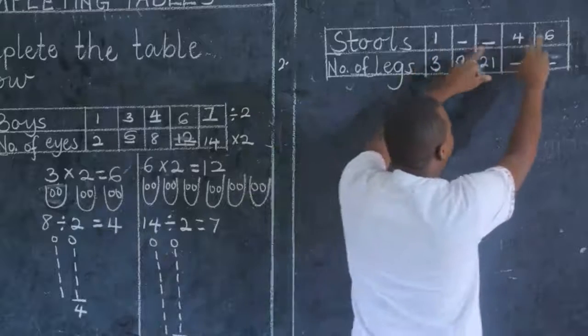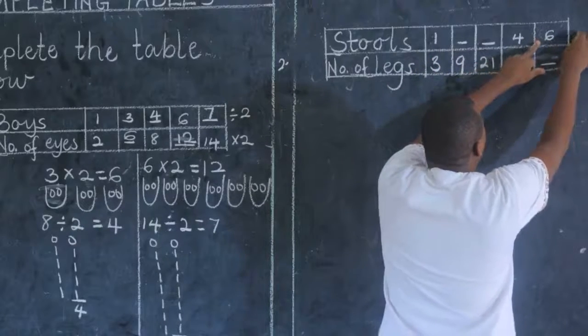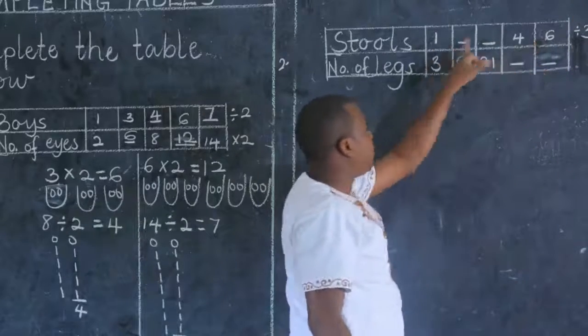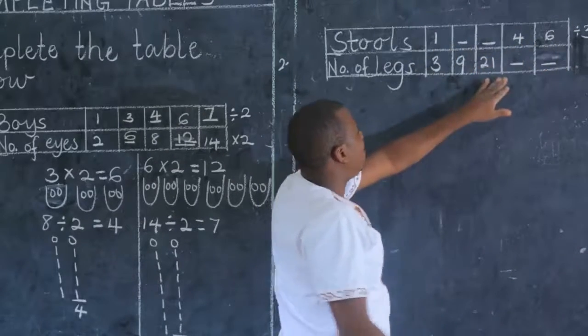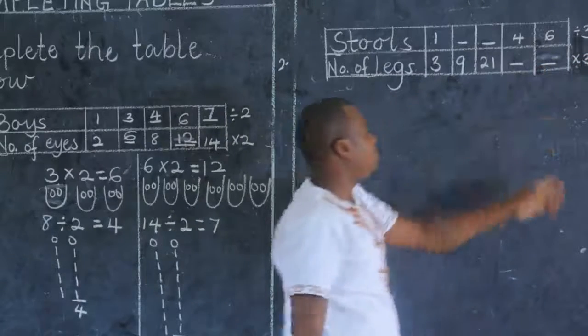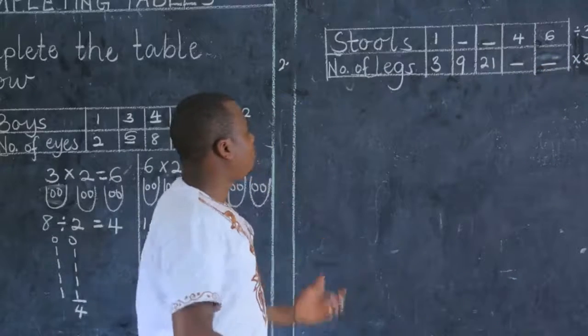So when we are finding the small ones up, what shall we do? We are going to divide by 3 for the spaces up. And down, what shall we do? We shall multiply by 3. Then let's come quickly and do it.